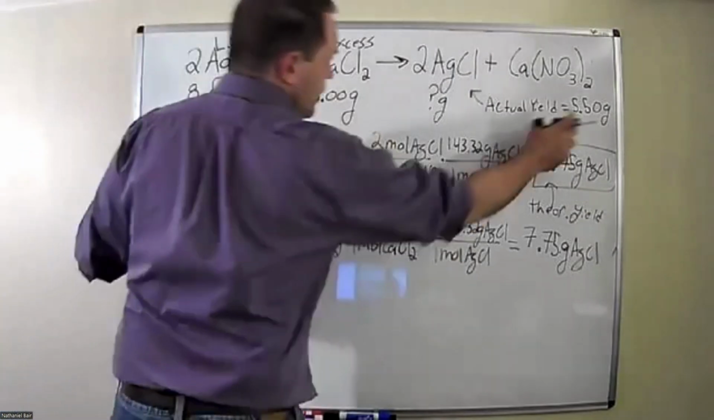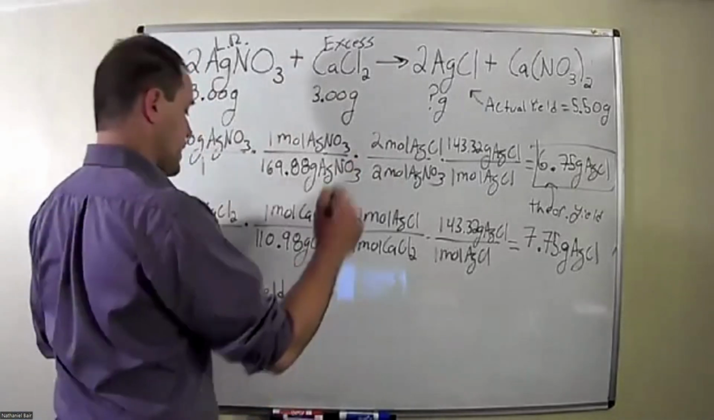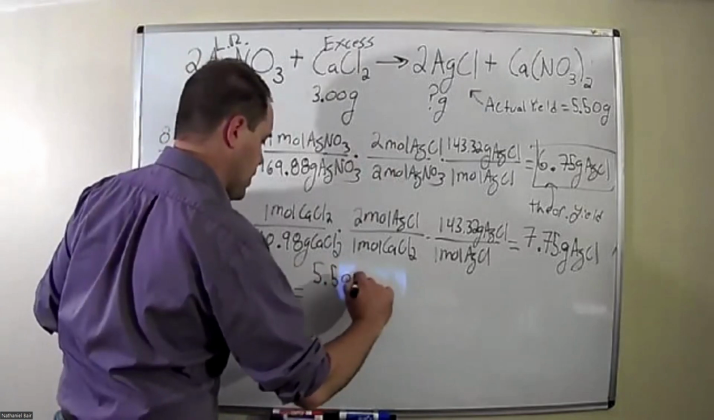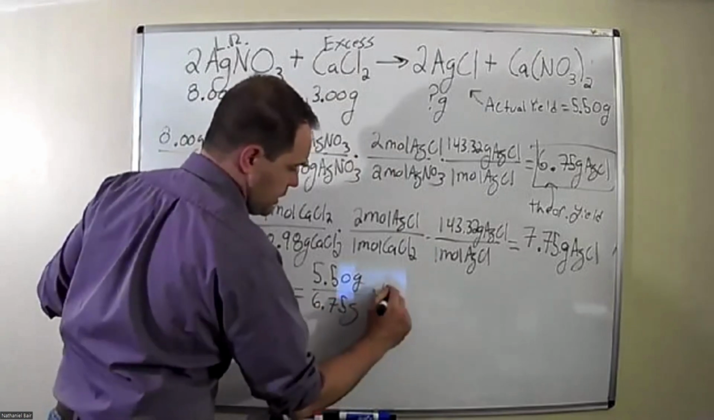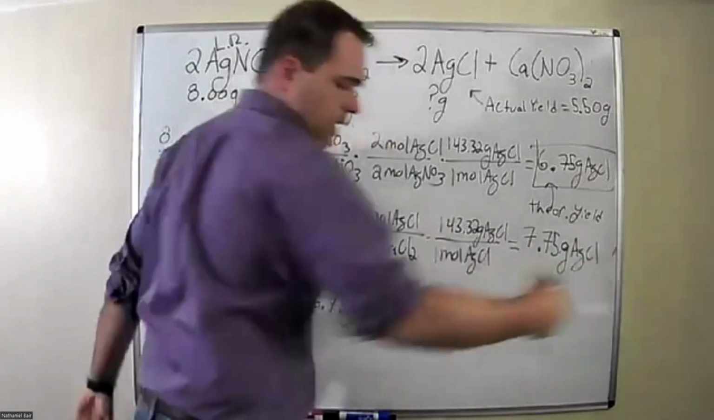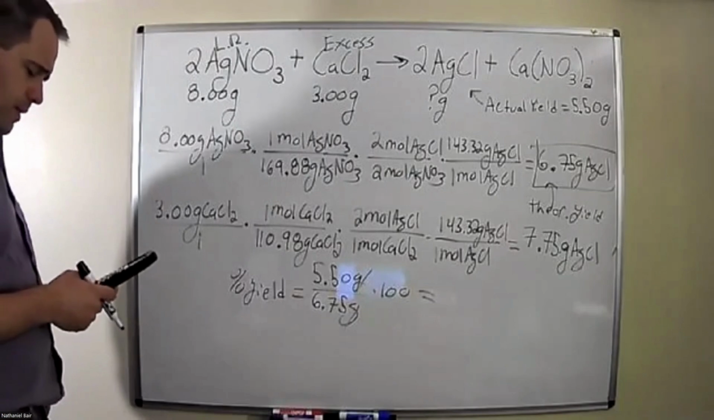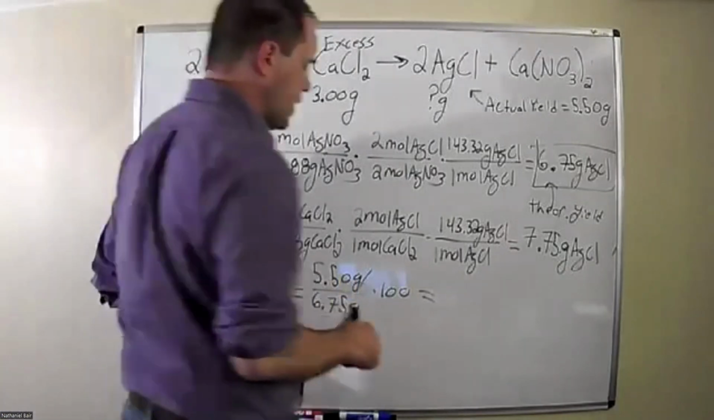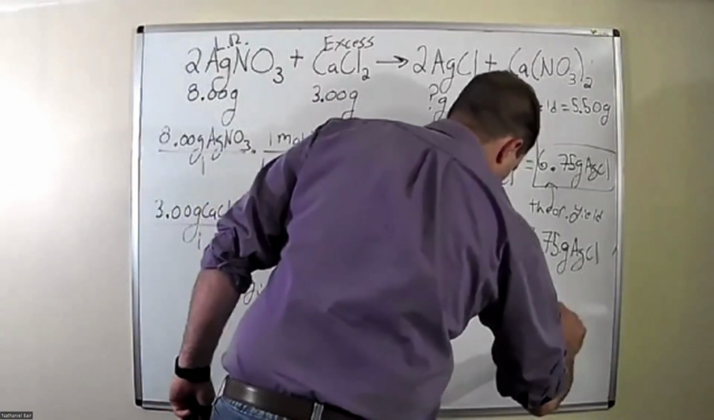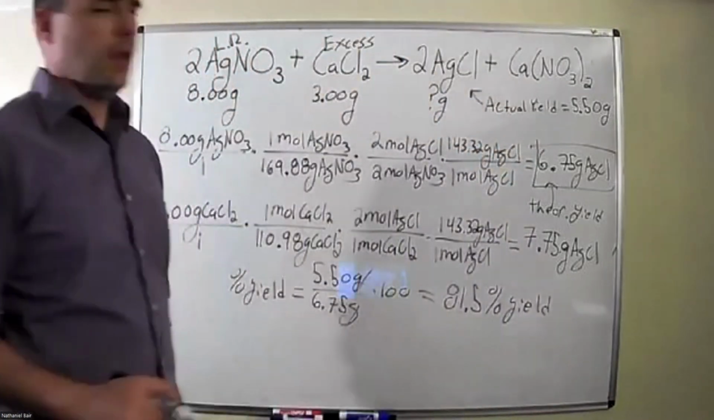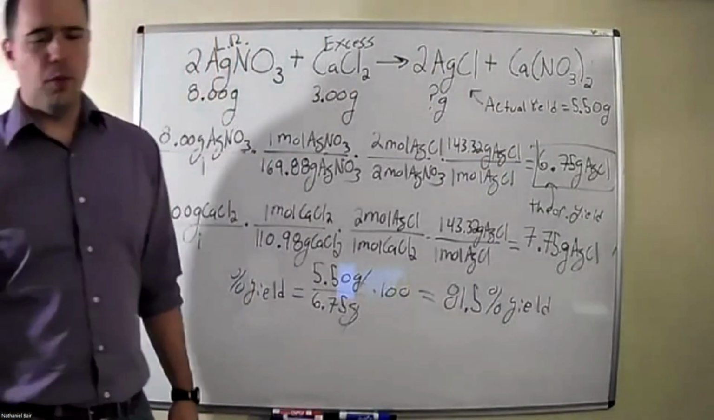So the percent yield equals the actual yield. If you remember back in the problem, they said 5.50 grams of the precipitate was recovered. So that's my actual yield, 5.50 grams. We're going to divide that by the theoretical yield, 6.75 grams. And since it's a percent, we multiply by 100. The grams cancel out. So again, percents are unitless numbers. So 5.5 divided by 6.75 times 100. This individual has got an 81.5% yield. 81.5% yield. Woo! All right. Cool.